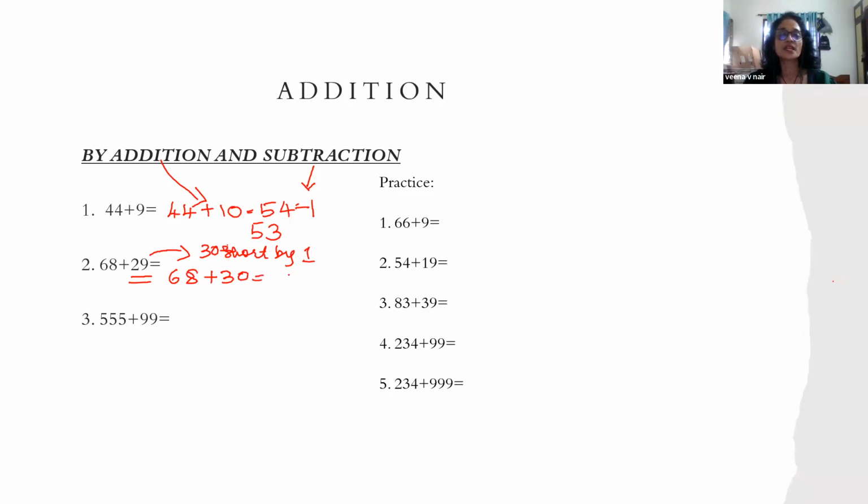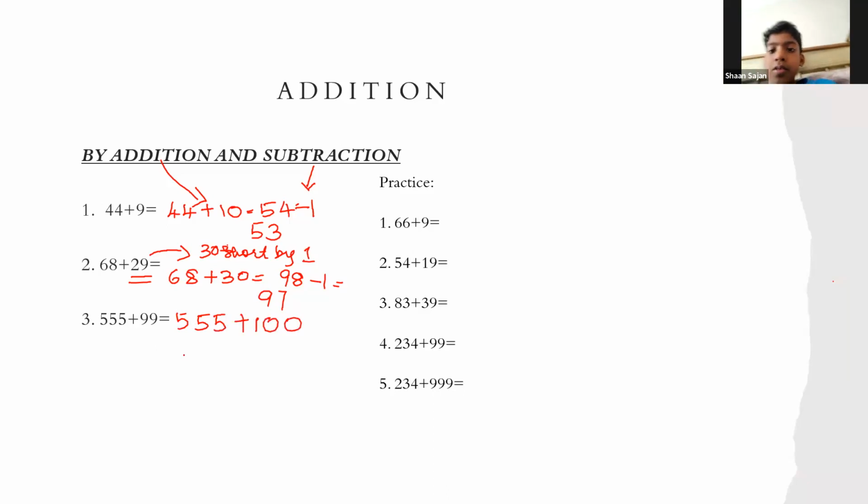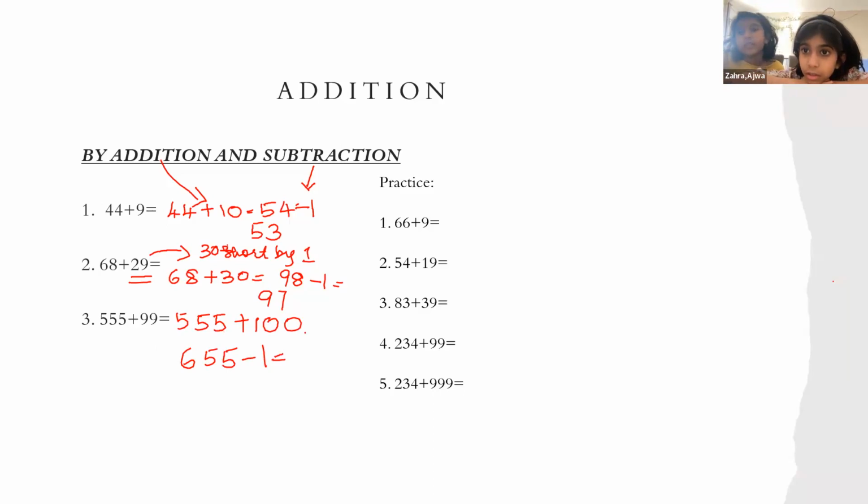How much is 68 plus 30? 98. Now we minus 1 from this and we get 97. Okay. Now who is going to do the next sum? 555 plus, which number will you take? 100. Yes, 555 plus 100. So what is it? 655. Minus 1, 654.